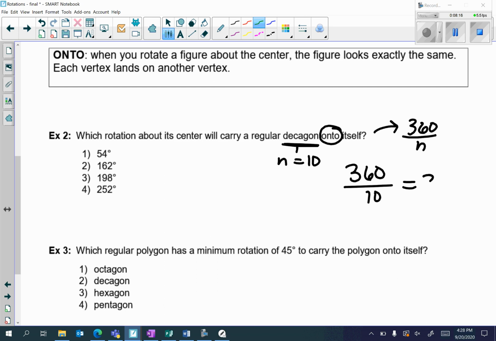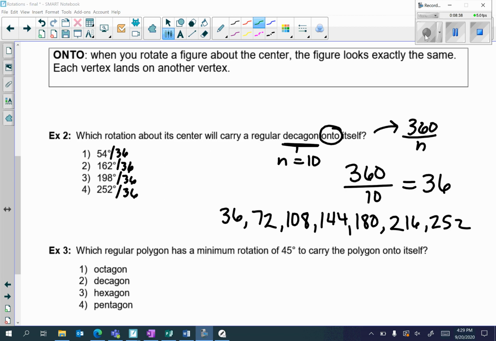That gives me 36. However, 36 is not one of the options, so what I have to do is take 36 and continually add it to itself until I get one of the answers. Another way to do this is divide 36 into each answer choice, and whichever one is even is the correct answer. So when I continue to add 36, I get 36, 72, 108, 144, 180, 216, 252. Notice I see 252. That has to be my answer choice because 252 divided by 36 gives me an even number of 7.